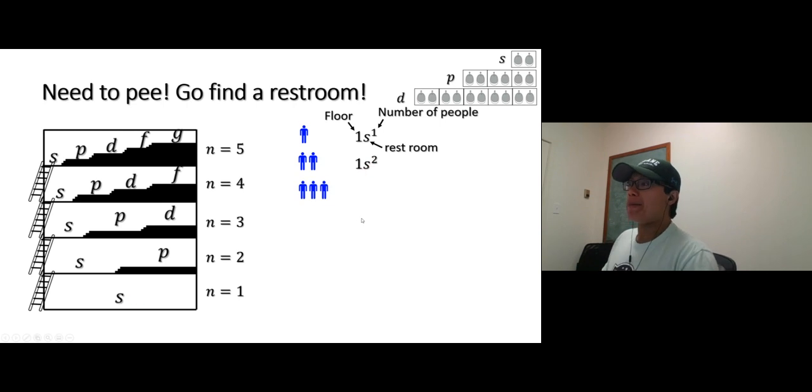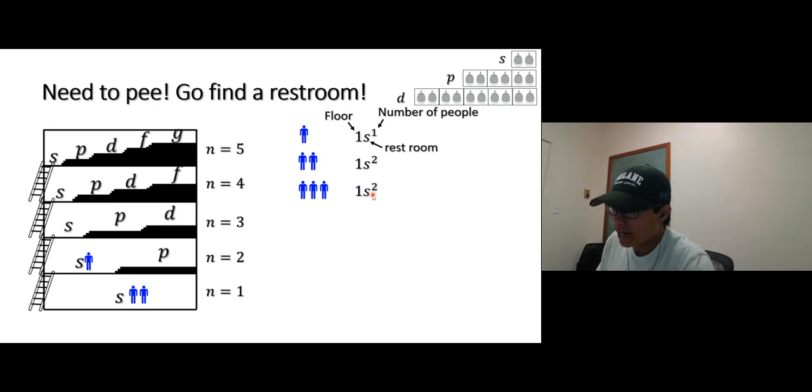Now, if there are 3 people coming together, can 3 people fit into the S restroom? No, we don't have enough urinals in the S restroom. So sadly, one person has to walk up the ladders and go to the next restroom on the next floor. S is easier than P, you don't have to walk up the stairs. In this case, you have 1S2, so 2 people on 1S and 1 person on 2S. Well, it's full. Go to the next floor.